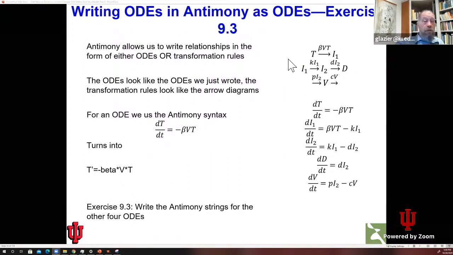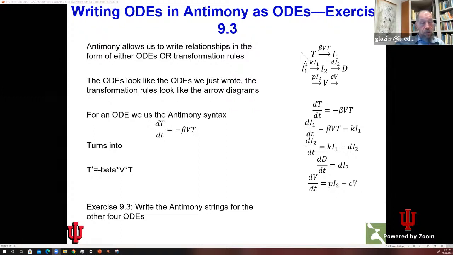The next thing we want to do is learn how to turn these things into Antimony. The easiest thing is actually turning arrow diagrams into Antimony. We've done that a lot. When people were trying to convert ODEs into Antimony in their projects, some people were finding that a little bit confusing. And so I want to go over that a little bit more.